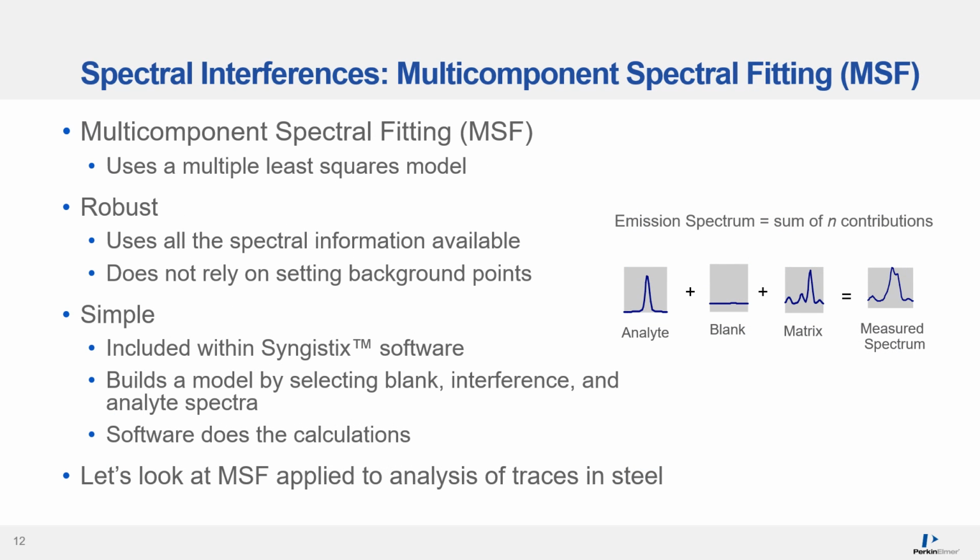Another way of dealing with spectral interferences is by using our Multicomponent Spectral Fitting, or MSF. MSF uses a multi-least square fit model. It's a robust method that uses the spectral information available and does not rely on setting any background points. It's very simple to use and is included in our Syngistics software. You build a model by selecting a blank, an interference, and an analyte spectra, and the software does the calculations for you. Now let's look at how MSF can be applied in the analysis of trace metals in steel.